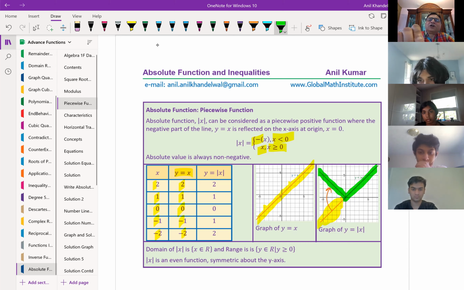This graph is now symmetric to what? It is symmetric to the y-axis, correct? So it is symmetric, right? So these 2 points are at equal distance. We say this is even symmetry.